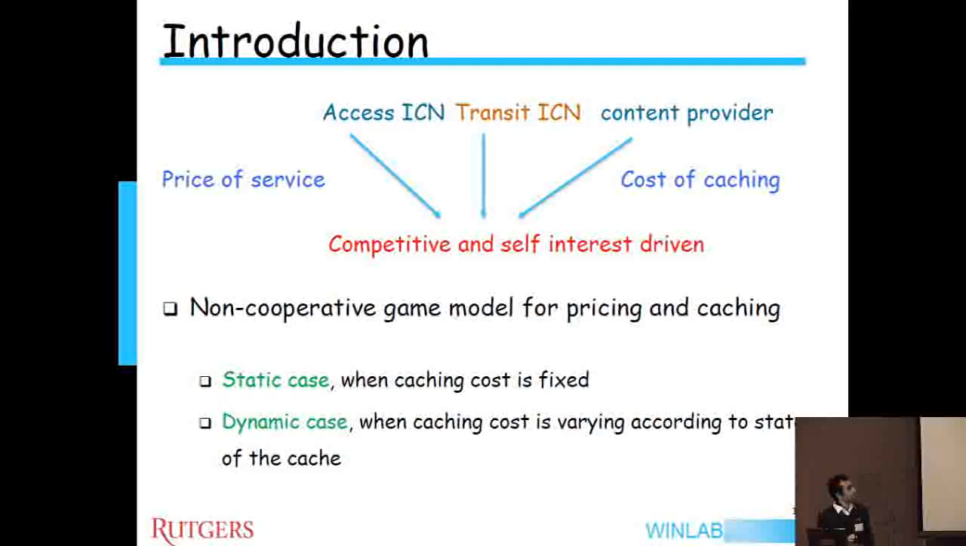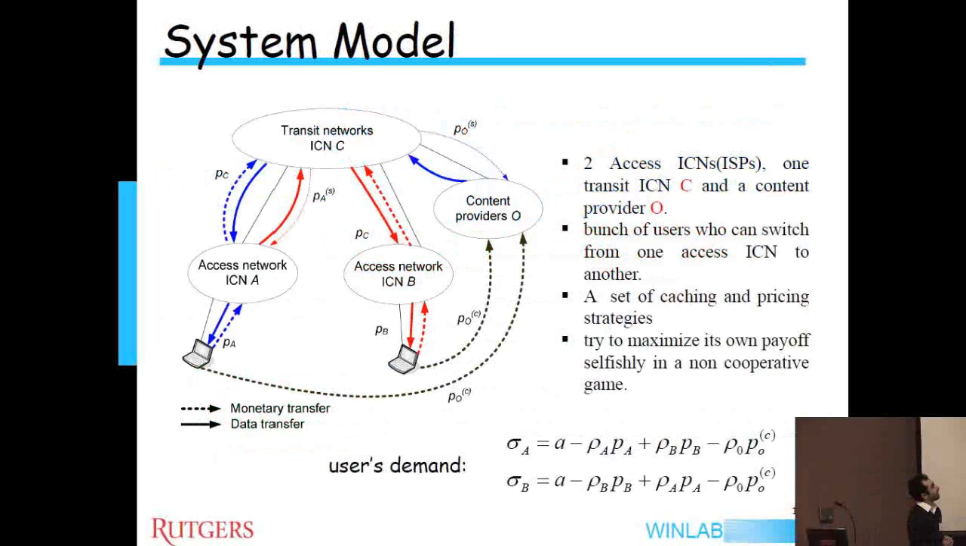This is the system model that we have considered for this problem. We have one transit network, one content provider, and two access ICNs A and B, and we have a bunch of users that can switch freely between these two access ICNs, and each player has a set of caching and pricing strategies, and all the players want to maximize their own payoff selfishly in a non-cooperative game.